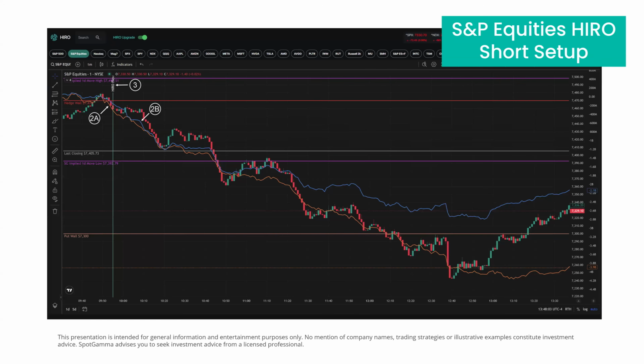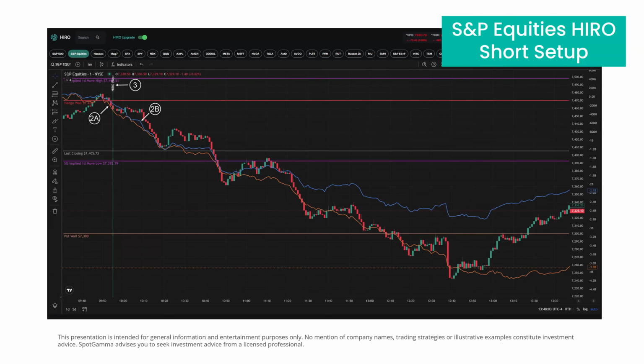a short setup. After the open, SPX rallied up to and above the 7470 volatility trigger to a high of 7483.15 in the first 20 minutes. At the same time, options traders were not supporting the move higher. They were selling S&P 500 equity calls and buying puts, shown by the flat to slightly descending orange and blue lines respectively on the HIRO chart.